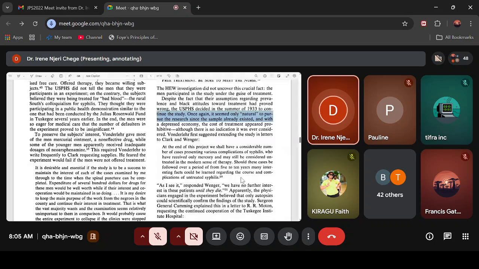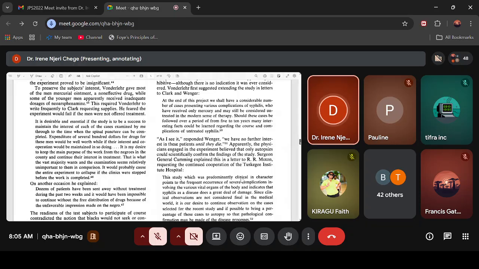So once again, it only seemed natural to pursue the research since the sample already existed. With a depressed economy, the cost of treatment appeared prohibitive, although it was not; there was no indication it was ever considered. Okay, so then they're just interested in their research. Yeah, I want to be called doctor, I want to graduate, I want to do, I don't know, professorship. So let me continue lying to the patient. Yeah? So a doctor said, as I see it, we have no further interest in these patients until they die.